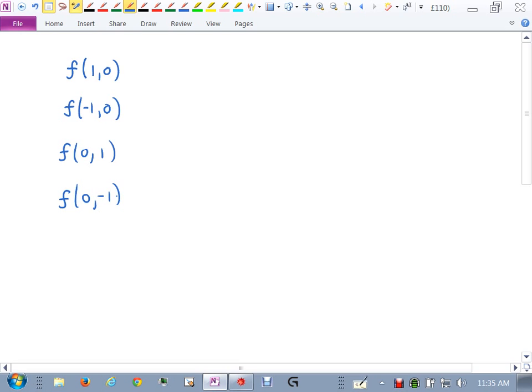Plug that into the original function. You should get 1 here, also get 1 here. Here you should get 2, and here you should also get 2. So what is the maximum value of that function on that restriction? It's 2. Where does it happen?